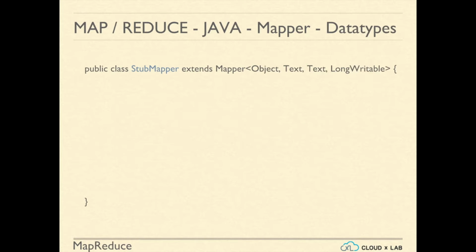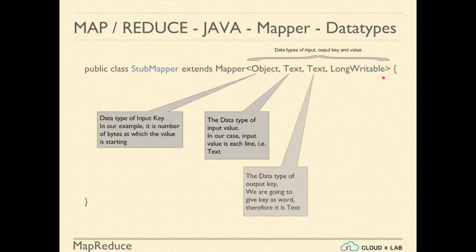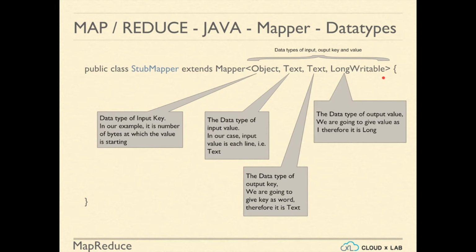While extending the Mapper class, we can define the data types of input key, input value, output key, and output value. Between the angle brackets, the first one signifies the data type of the input key. In our example, it is the number of bytes at which the value is starting. The second one is the data type of the input value. In our case, the input value is each line, which is text. The third data type is of the output key. We are going to give out each word as a key. Therefore, it is Text. The fourth one is for the output value.